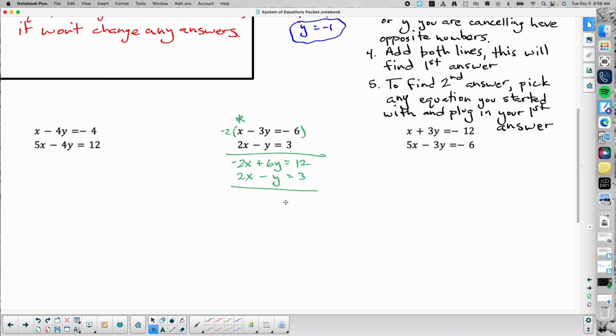Okay, I'm going to try to add the two lines together now. Negative 2x plus 2x cancels. That's perfect. That's what we wanted. 6y minus 1y is 5y. 12 and 3 is 15.